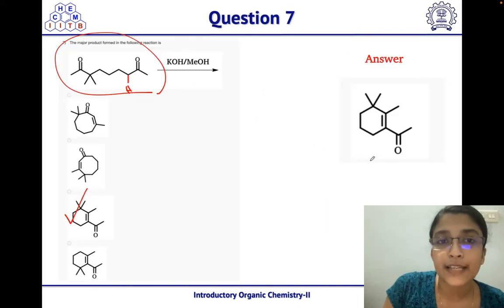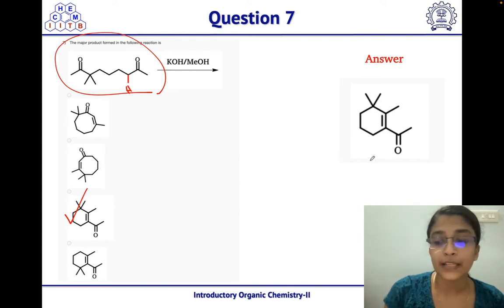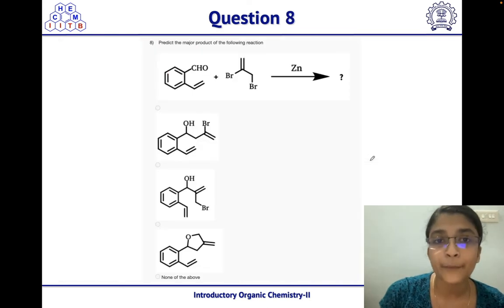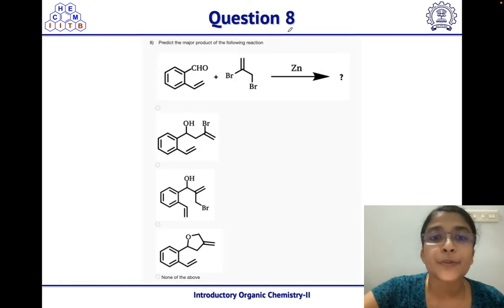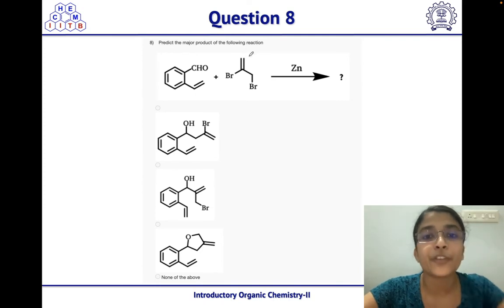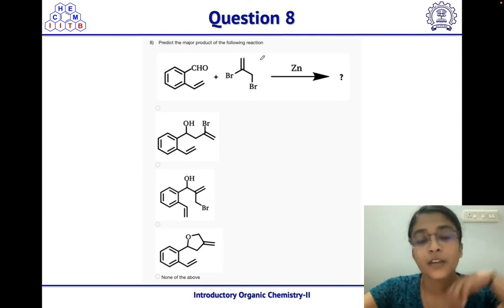So this is the right answer for question number 7. And here it is an intramolecular aldol condensation reaction taking place. Now we will move on to question 8. So this is question number 8 and they are asked to predict the major product of the following reaction.